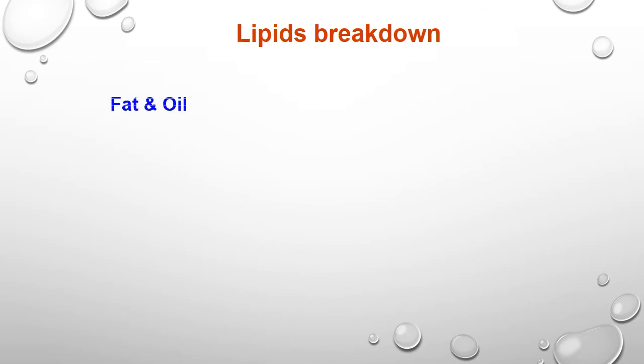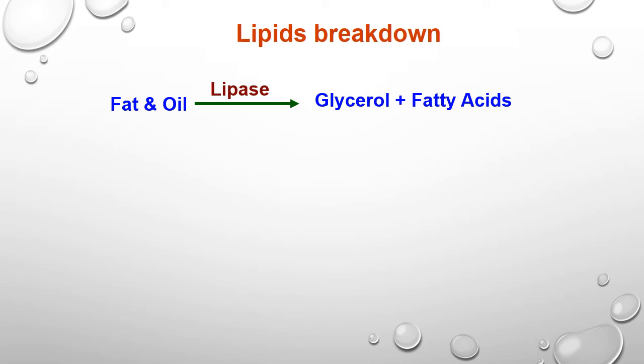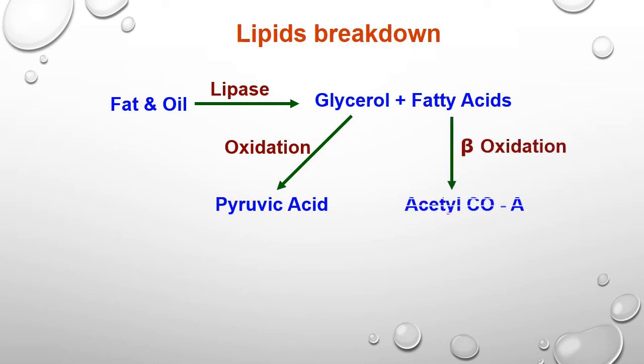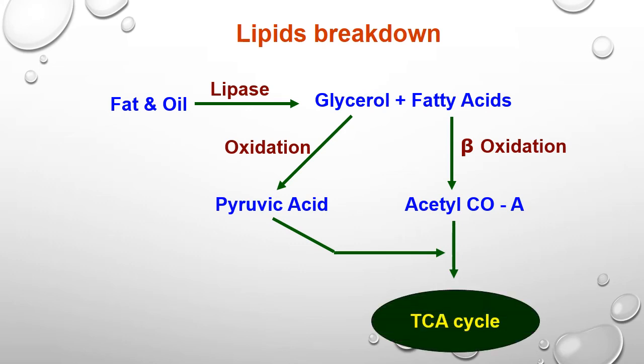Next, lipids breakdown. So lipids are available in the form of fat and oil, and this fat and oil are converted into glycerol and fatty acids with the help of enzyme lipase. This glycerol is further oxidized and forms pyruvic acid through oxidation process, and these fatty acids are converted into acetyl-CoA through beta oxidation process, and at last this pyruvic acid and acetyl-CoA both combinedly enter into TCA cycle, and from this TCA cycle energy is produced, and this energy is needed for further embryo growth. This is with regard to lipids breakdown.